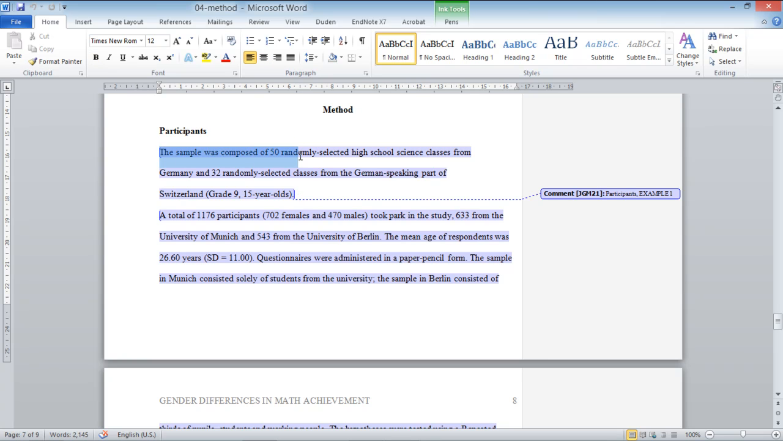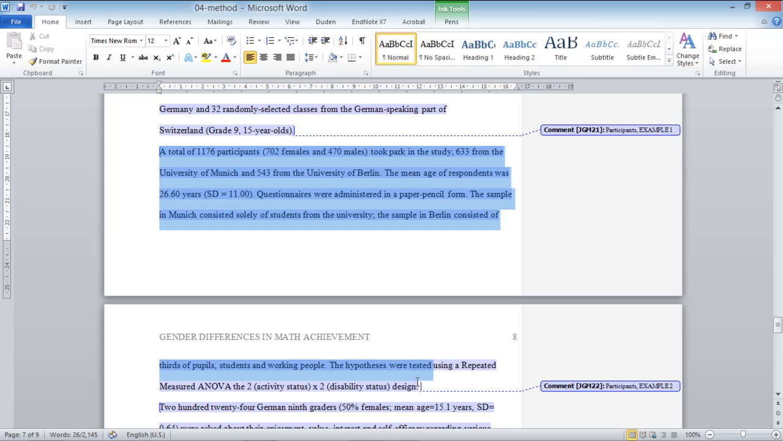So the sample was composed of 50 randomly selected high school science classes from Germany and 32 randomly selected classes from the German-speaking part of Switzerland. So in this part that I am highlighting right now, you should also say if the sample was randomly selected or how the participants were selected. This is very important. So this is one example, it's very general. Let's see another one.